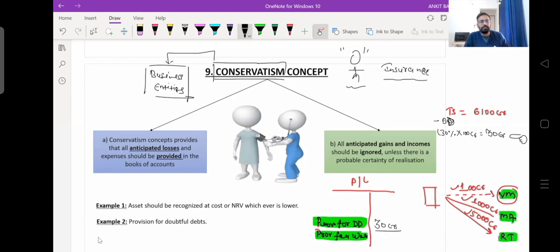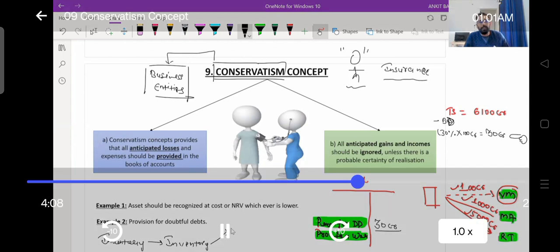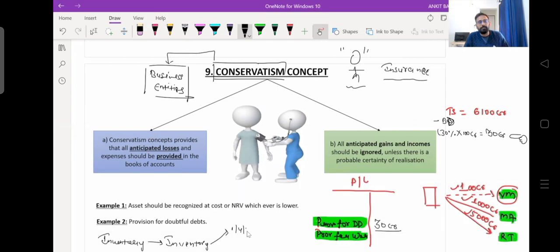Now, there is one accounting standard, inventory valuation. It says you have to value your inventory at cost or NRV, whichever is lower. What is the meaning of cost? You have purchased some raw material at the beginning of the year, on 1st April 2021, and you paid 1 lakh rupees. You have not used this raw material at all during the year. Now, on 31st March 2022, you have calculated the market price of this raw material.